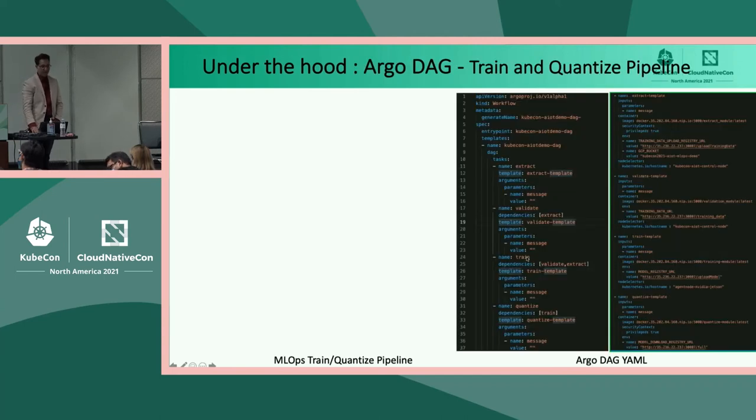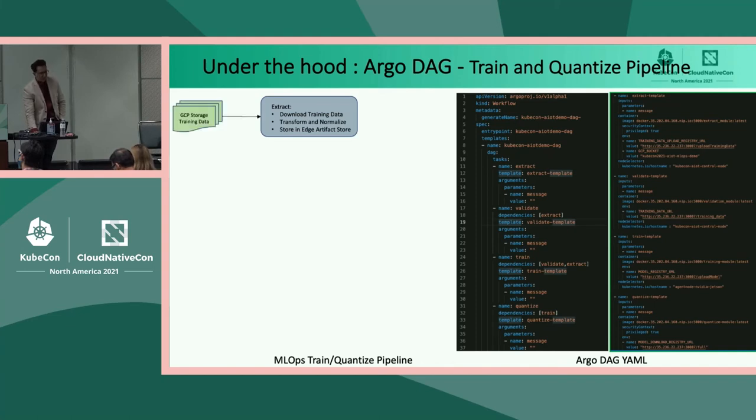Now, the next thing before I start the demo is to understand the Argo workflow pipeline, and that's key to the entire machine learning AIoT pipeline. As I said, the steps of the pipeline to extract, detect drift, train, and quantize are all running on the NVIDIA device. So let me show you how this is expressed in an Argo DAG. The extract step connects to a Google storage bucket and downloads training data. And this is raw training data, and it then transforms and normalizes it.